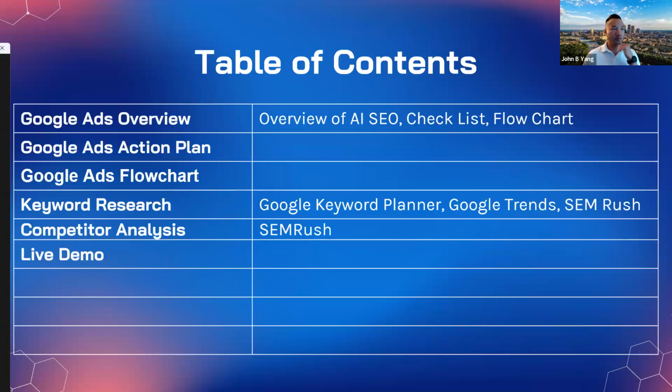Today's table of contents will give you an overview of Google Ads, the action plan, the flow chart, checklist, how to do keyword research, how to do competitive analysis, and then we'll do live demos. In between, we'll do some live demos and also work with some AI tools to see how they can help you as well. But the goal here is to really focus on business owners and entrepreneurs. How can you generate leads for your specific industry?